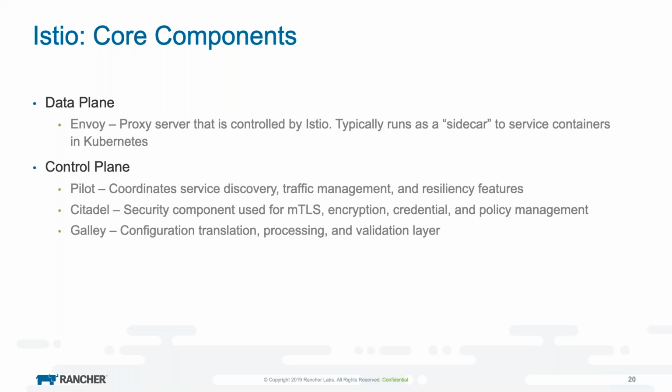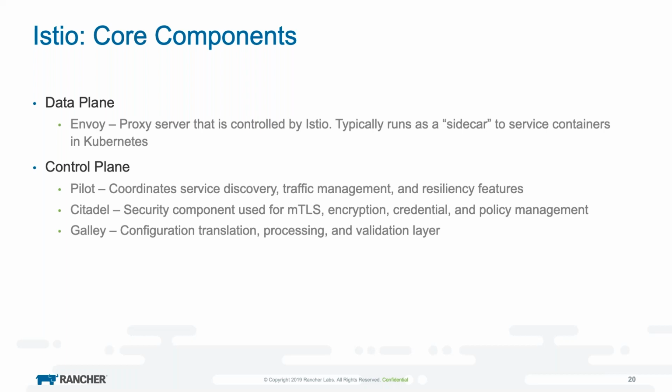The control plane is collectively what controls Istio. So in this control plane here, we have Pilot. Pilot is coordinating service discovery, traffic management, and resiliency features. So Pilot is sort of one of the big core components of Istio, which helps you do all of the traffic and routing decisions within your mesh.